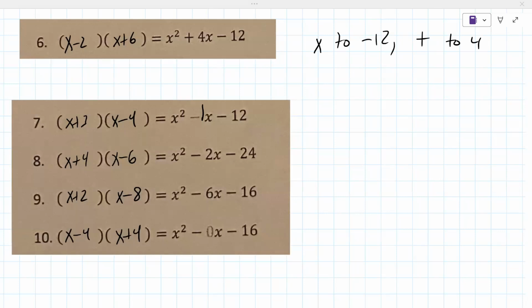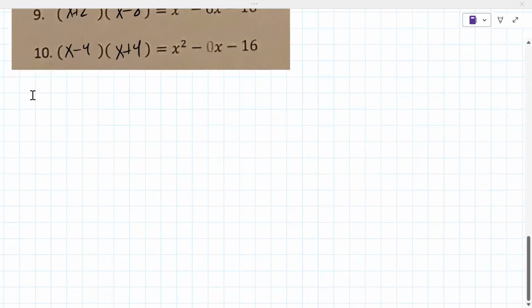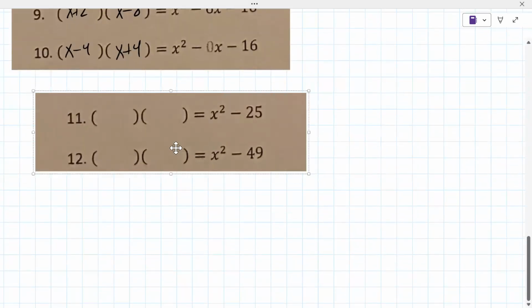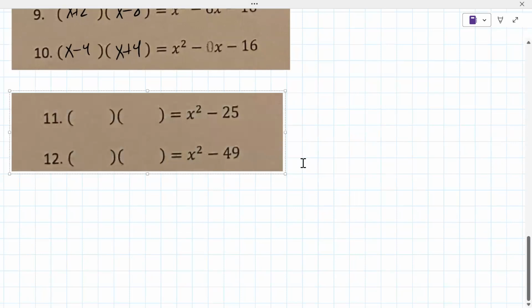Sorry, could you repeat that? I didn't hear that. Yeah, the 10 transitions to this formula for what's called difference of squares, which is a special type of factoring.